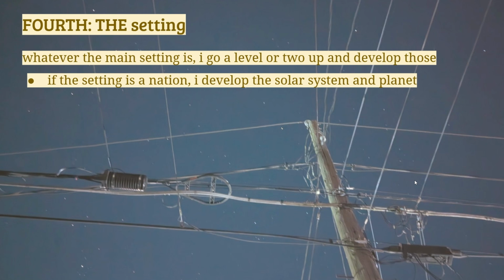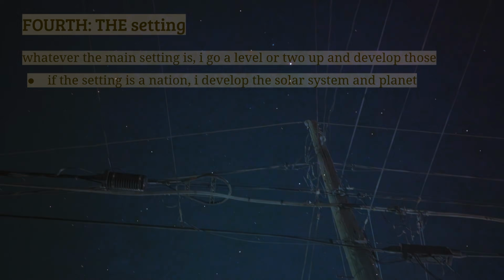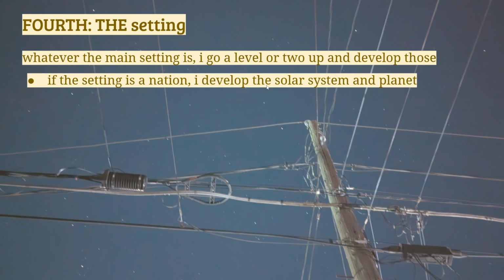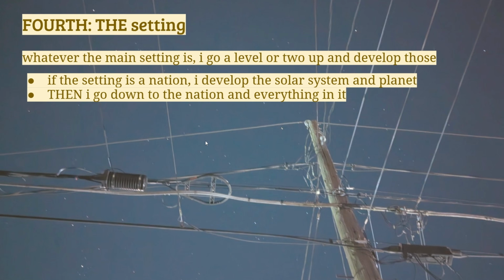And if that becomes relevant later on, then I'll just sort of wing it. Like if the constellations become important or just the general state of the night sky, I'll just develop those things on the fly, but I won't worry about them at the very beginning. But I will worry about the solar system and the planet at the very beginning, since those are a lot more relevant. And then I go down to the nation and everything in it, all of the much more relevant stuff.